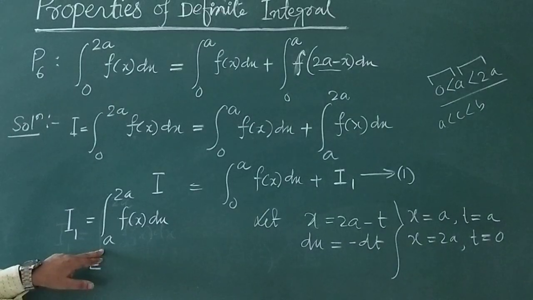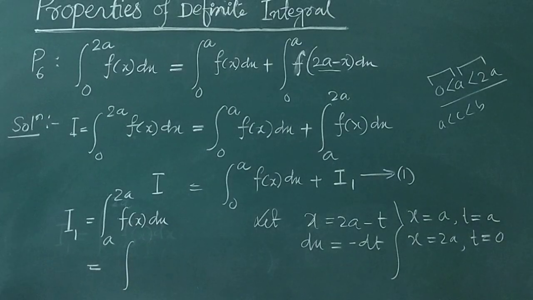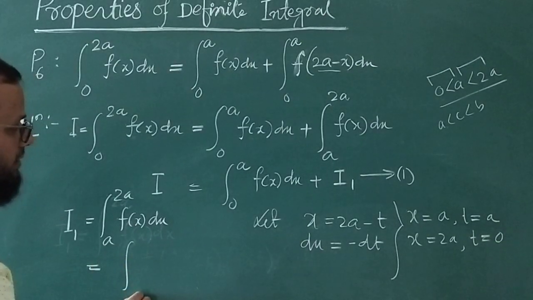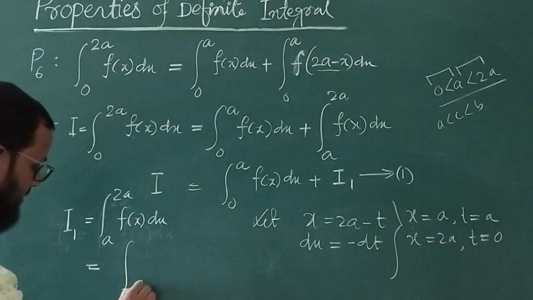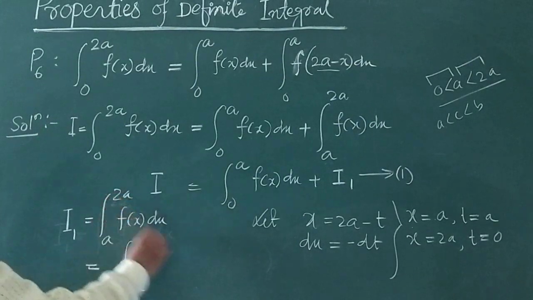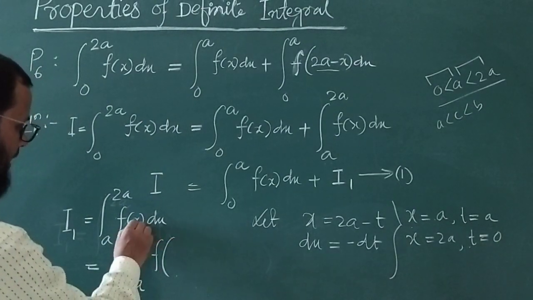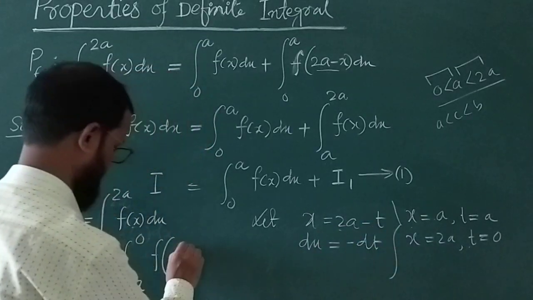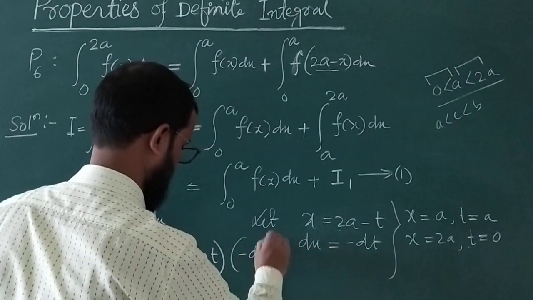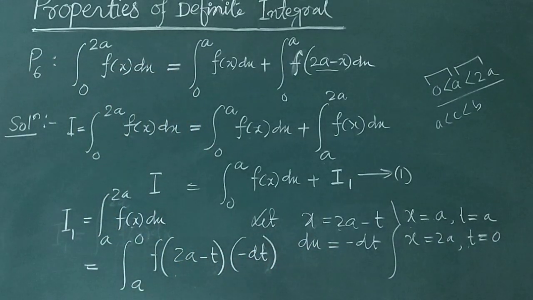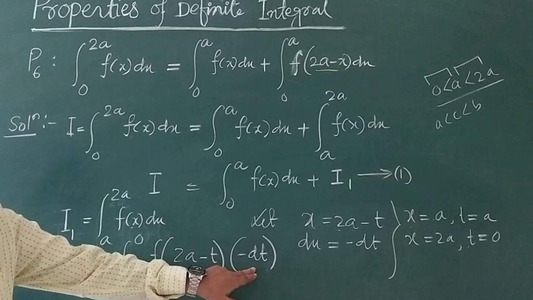Now, what will the lower limit be? When x is equal to a, the lower limit remains a, and when x is equal to 2a, then from here t equals 0, and your integral becomes: f(x) is replaced by f(2a minus t), and dx is replaced by minus dt. Yes or no? So, finally your integral I1 becomes integration a to 0 f(2a minus t) into minus dt.